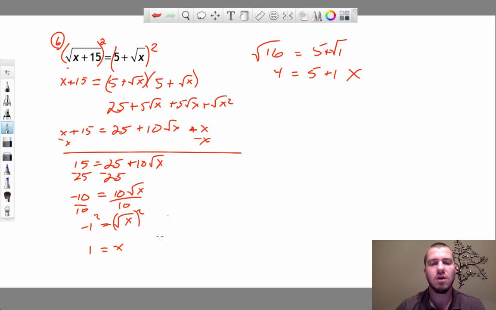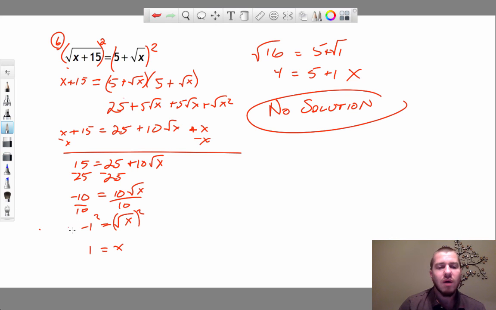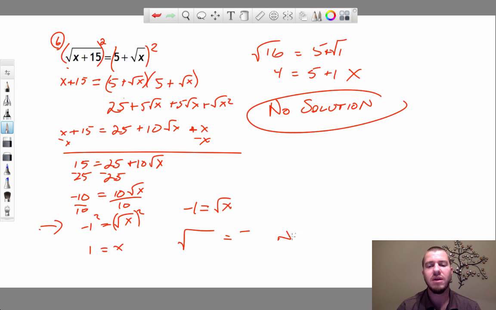That does not work. So since this was my only solution and it is extraneous, then there is no real solution. And I could have been able to tell right at this step here when it said negative 1 is equal to the square root of x. Whenever you isolate a radical, and it's equal to a negative number, if that radical is even, the square root equals a negative number, it's going to be no solution, because you're never going to get a negative number out of an even radical.